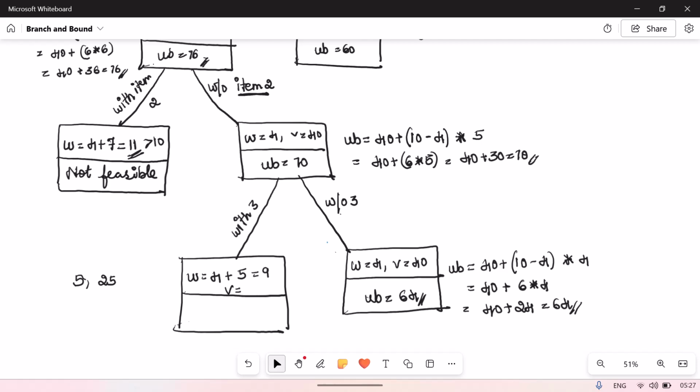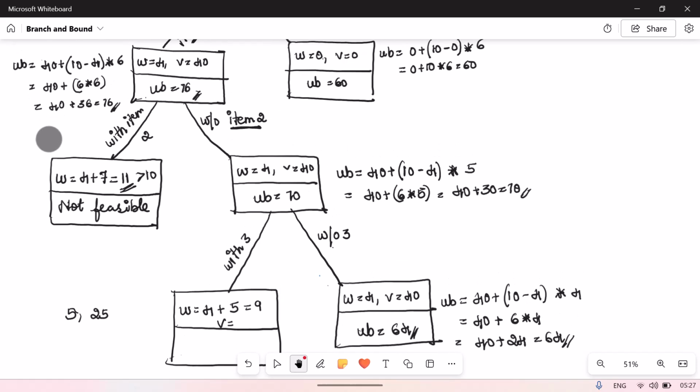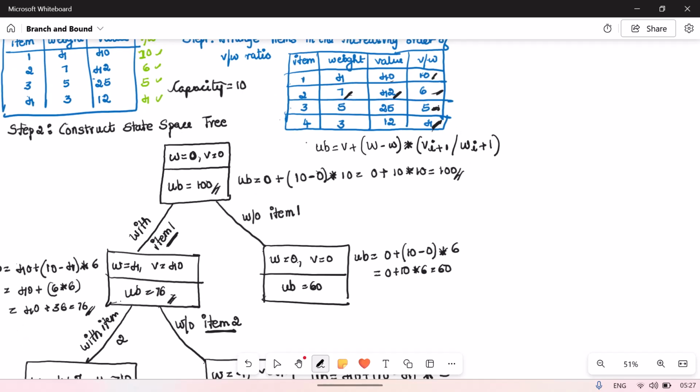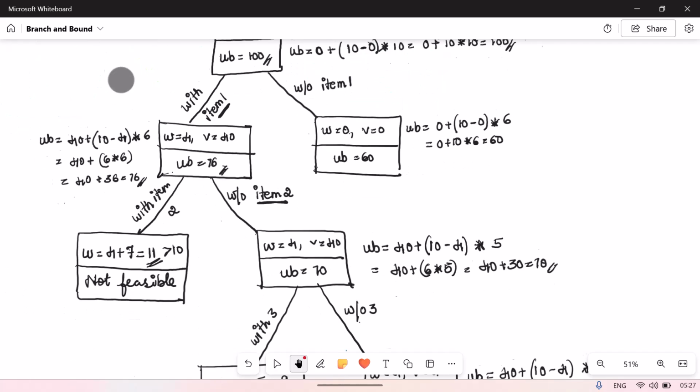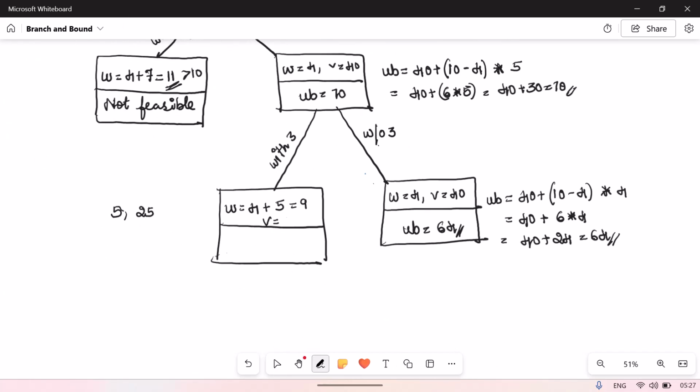And value of the first item is 40. See, value of the first item is 40 and current item is 25. So you have to consider both. So value is 40 plus 25, which is equal to 65.